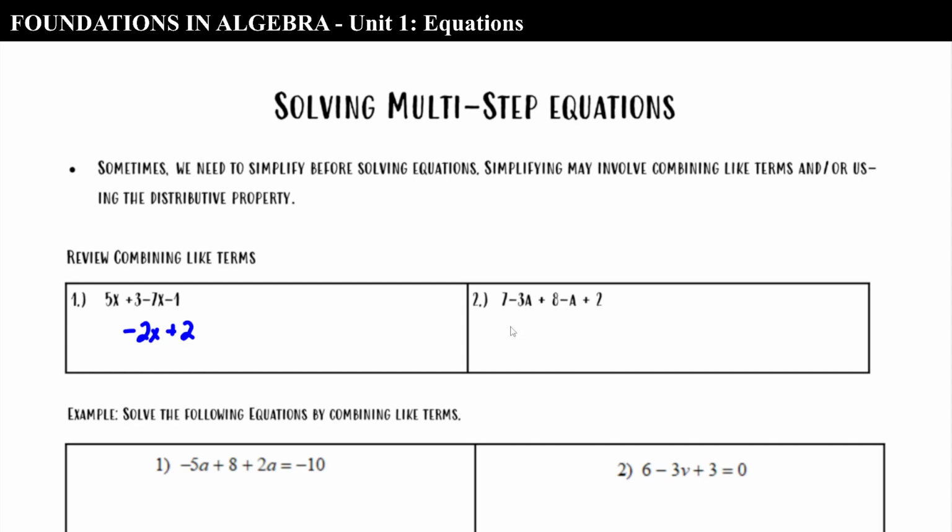For number 2, we have a negative 3a and we have a negative 1a. Remember, if there's no number in front of the variable, that number is understood to be 1. So negative 3a minus 1a gives us a negative 4a. And then we have three numbers, three constants that have no variables in them. We have 7, we have 8, and we have 2, and they're all positive. So we have 7 plus 8, which is 15, plus another 2 gives us 17.